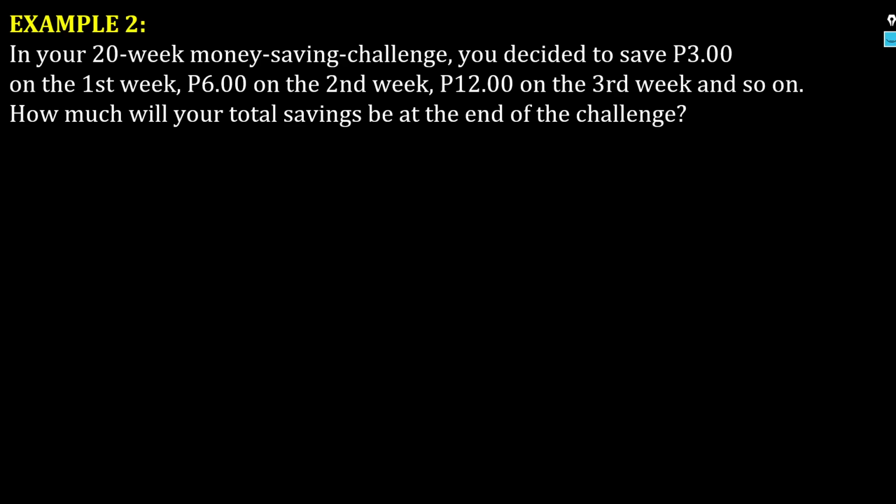Yun yung hint natin. Alam natin, a is 3, n is 20. We're looking for the sum of the first 20 terms in the geometric sequence with a common ratio r. Kailangan natin i-add yan lahat. Kasi what you save on the first week is independent of what you save on the second and so on. So, i-add mo yun. Cumulative yan. So, yung 3 mo sa week 1, 6 mo sa week 2, 12 mo sa week 3, you add all of those together for the first 20 weeks. And the question is, how much will you have saved by the end of the challenge?